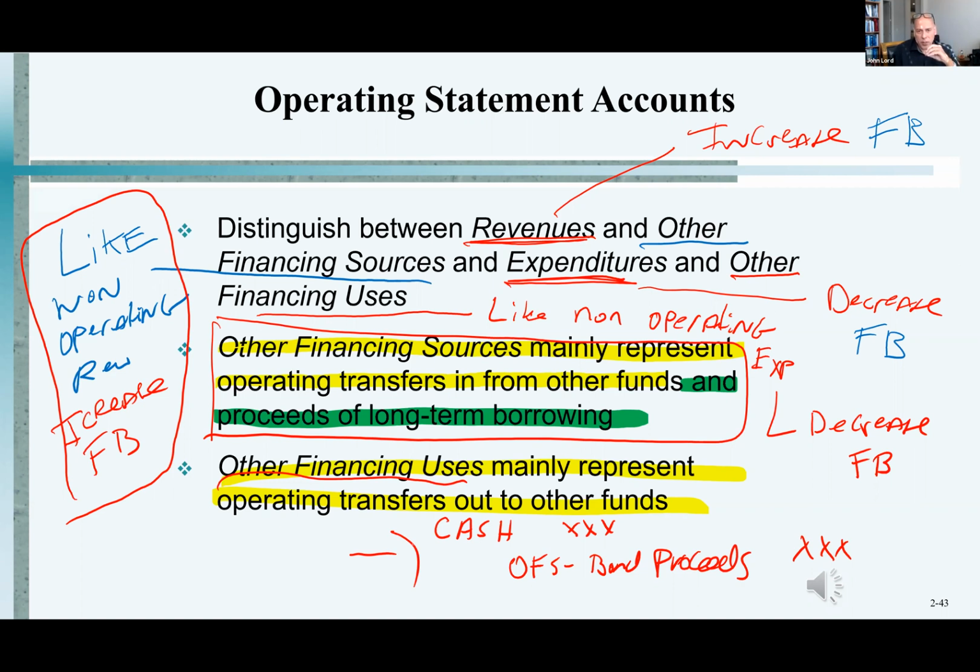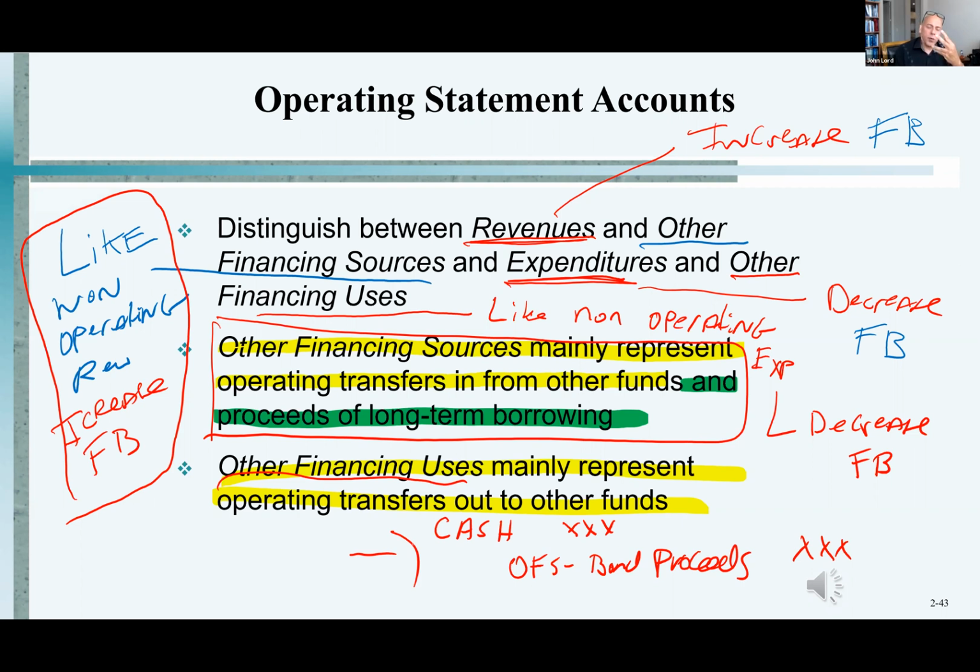Other financing, so there's only 2 other financing sources. There's only 2. I'm going to say it again. There's only 2, because I think sometimes students' minds start to spin on this because they're hearing all this and it sounds like I'm saying 50 things and I'm only saying 2 things. There's only 2 other financing sources: long-term debt proceeds and other financing sources that transfer in.